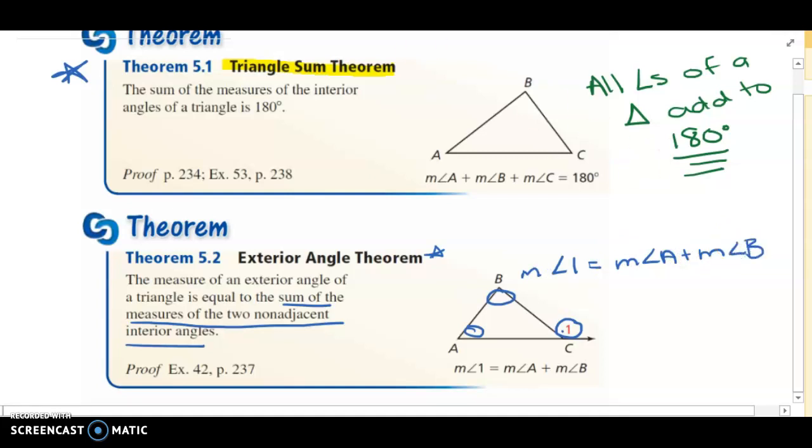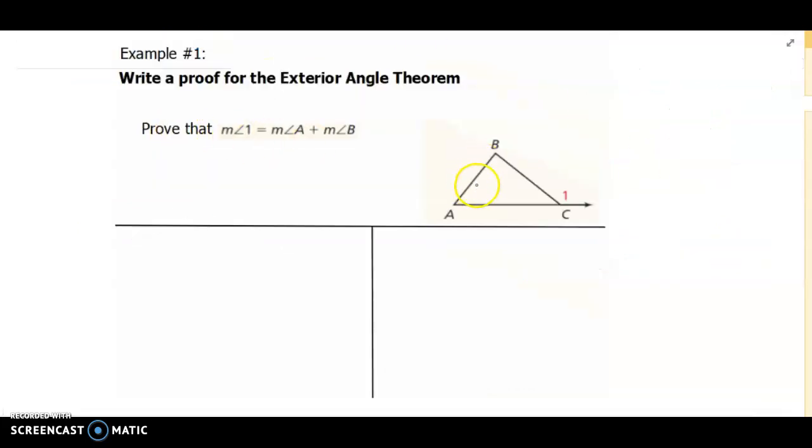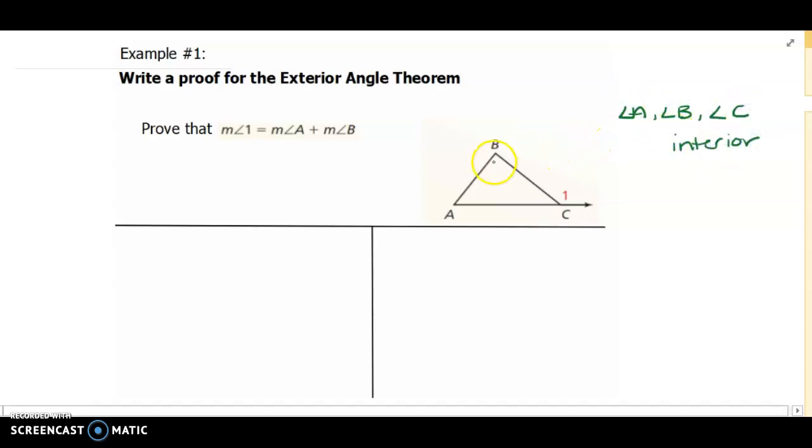So the measure of angle 1 is equal to the measure of angle A plus the measure of angle B. All right, so let's write a proof to show the exterior angle theorem is true. Here we just have a triangle with one exterior angle. And when I refer to angle A, angle B, and angle C, I'm referring to the interior angles. If I say angle B, I mean this angle. If I say angle C, I mean this angle. Angle A is this angle.